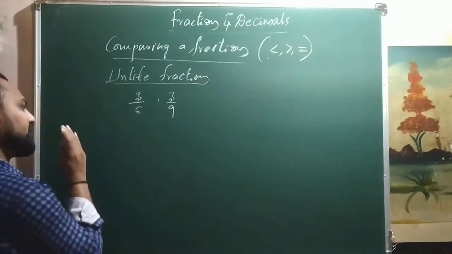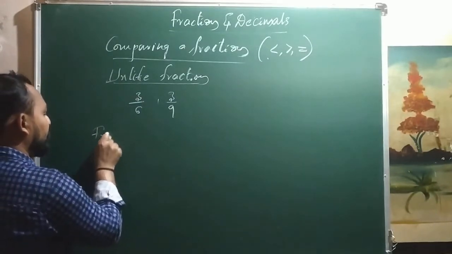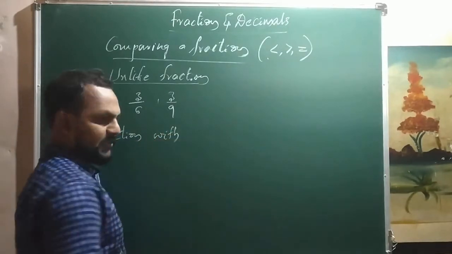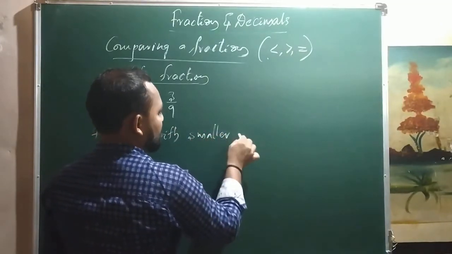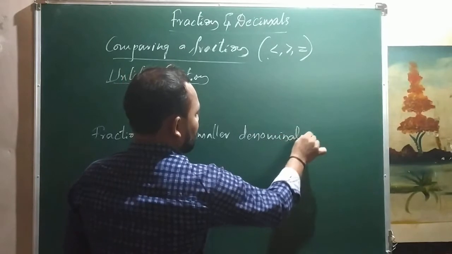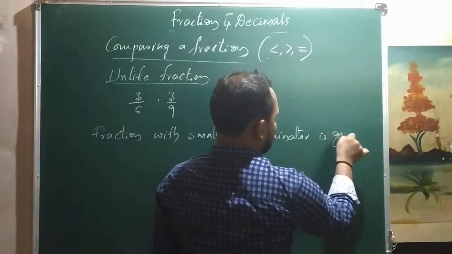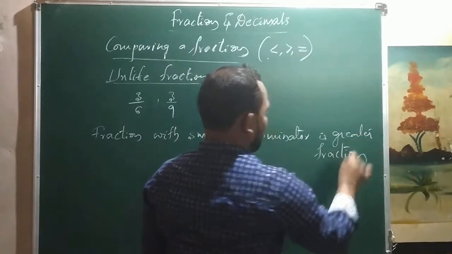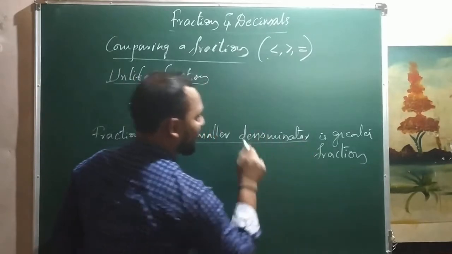Comparison between the like and unlike fraction. Here, condition: fractions with the same numerator, different denominator. The fraction with a smaller denominator is the greater fraction. Okay. Here, the fraction with a smaller denominator.